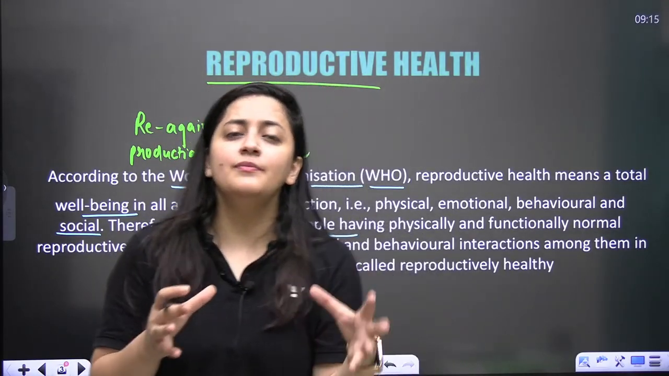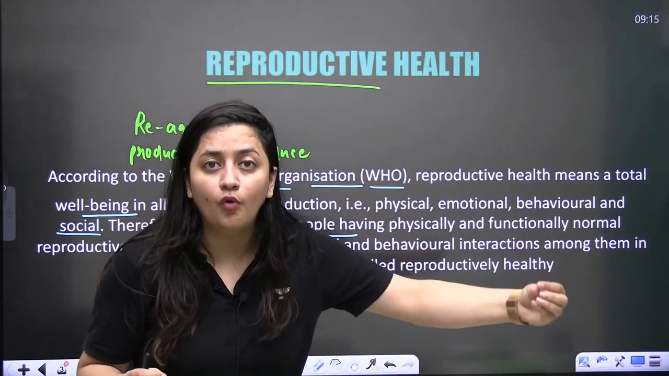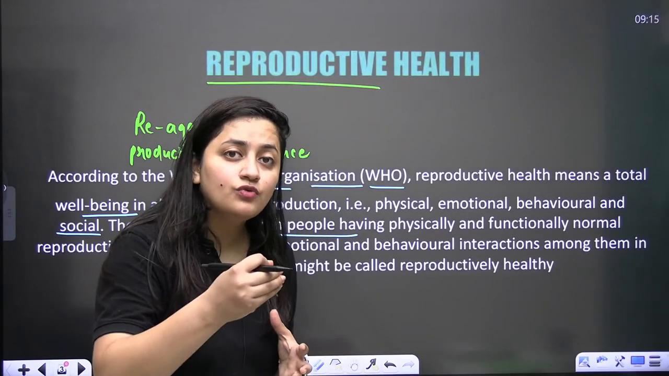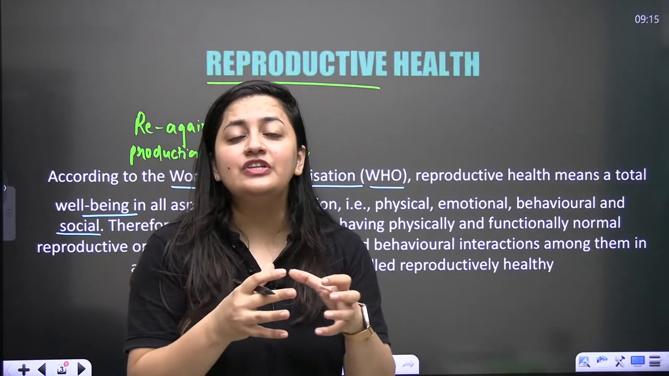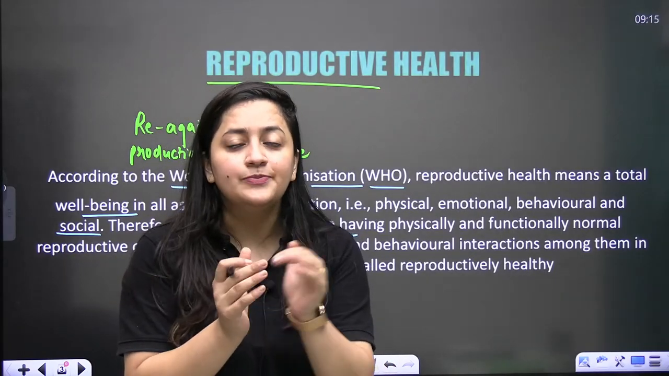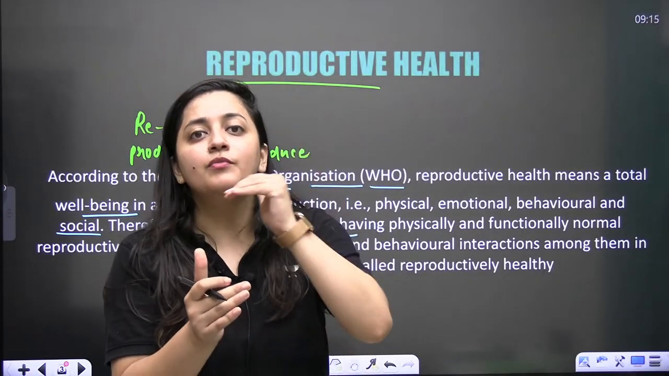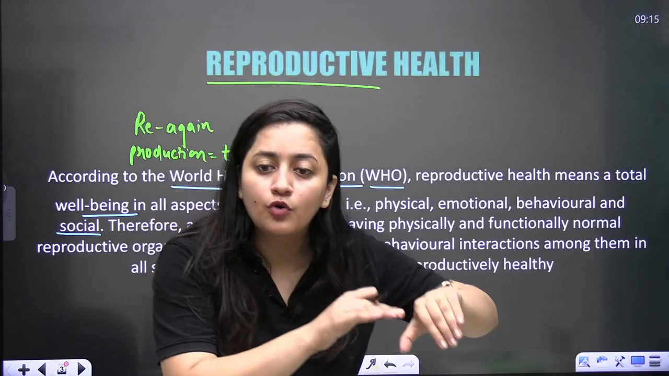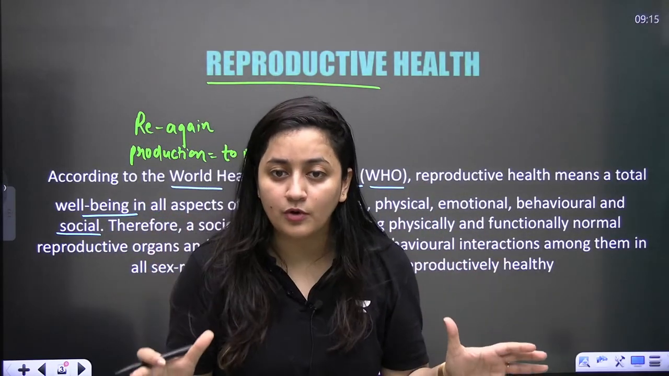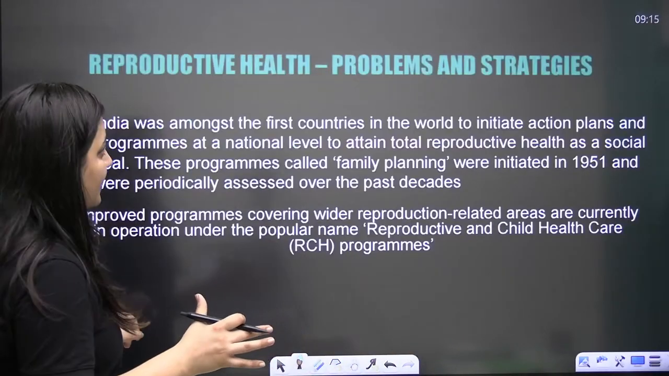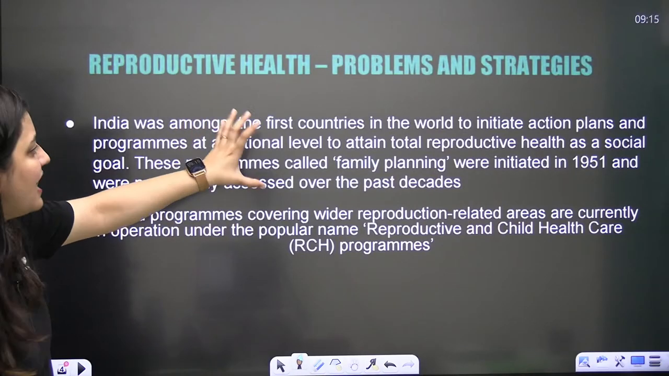So when we talk about reproductive health, we have to consider everything. We even need to make people aware about overpopulation, right? And especially the teenagers, especially those who attain puberty, so that they get the proper education from a proper source and there is no misconception. So all these aspects need to be considered when you talk about reproductive health. Are you getting it? Here we are going to talk about the health problems and the strategies.